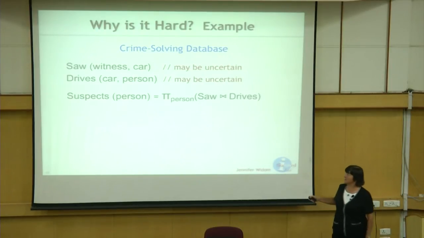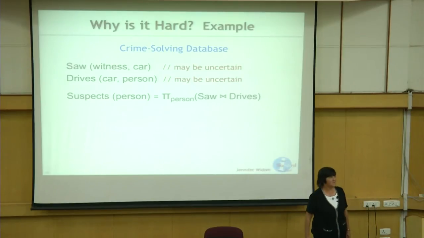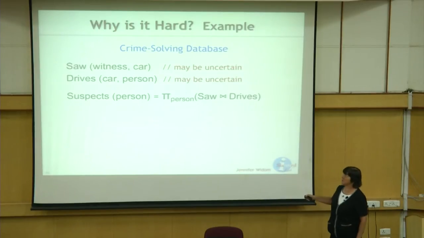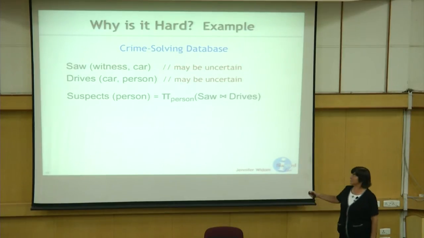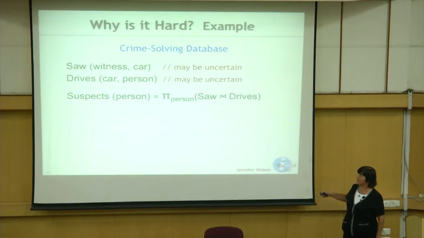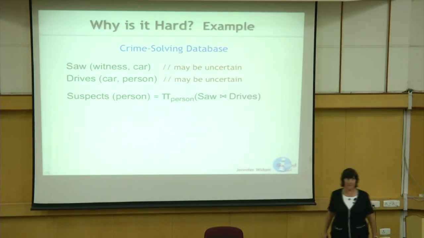That means that when we have a tuple in this table, it seems the witness may have seen the car, or they have seen a car and they're not quite sure what type it is. I'll be more concrete about this. A person might drive a car, but we might not be sure. Criminals might not always register their cars, for example. And here I assume people know relational algebra, but in case you don't, this is just a simple join of the two tables saying we're going to pick out the persons who drive a car that matches at least one tuple in the other table.